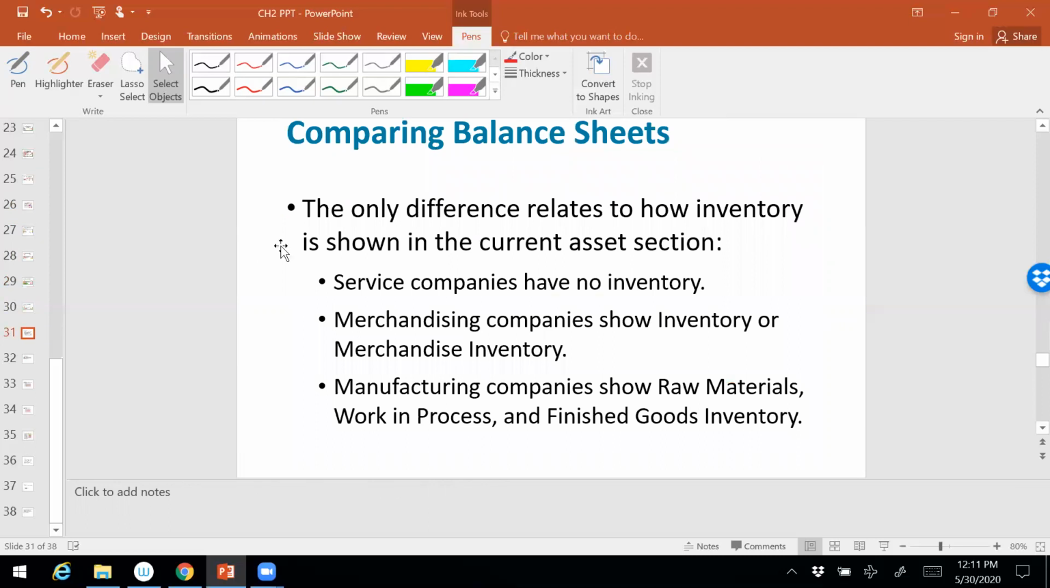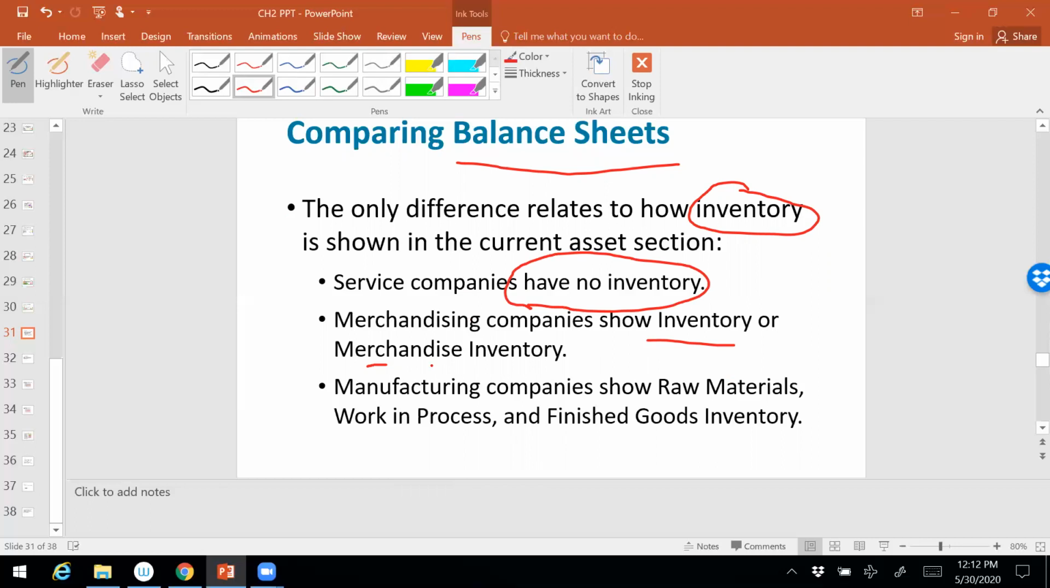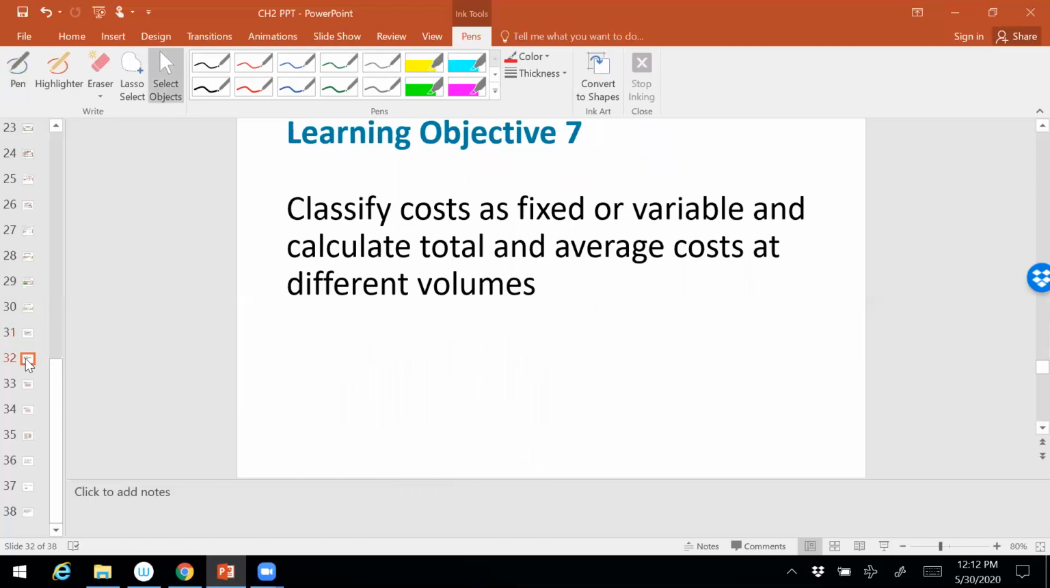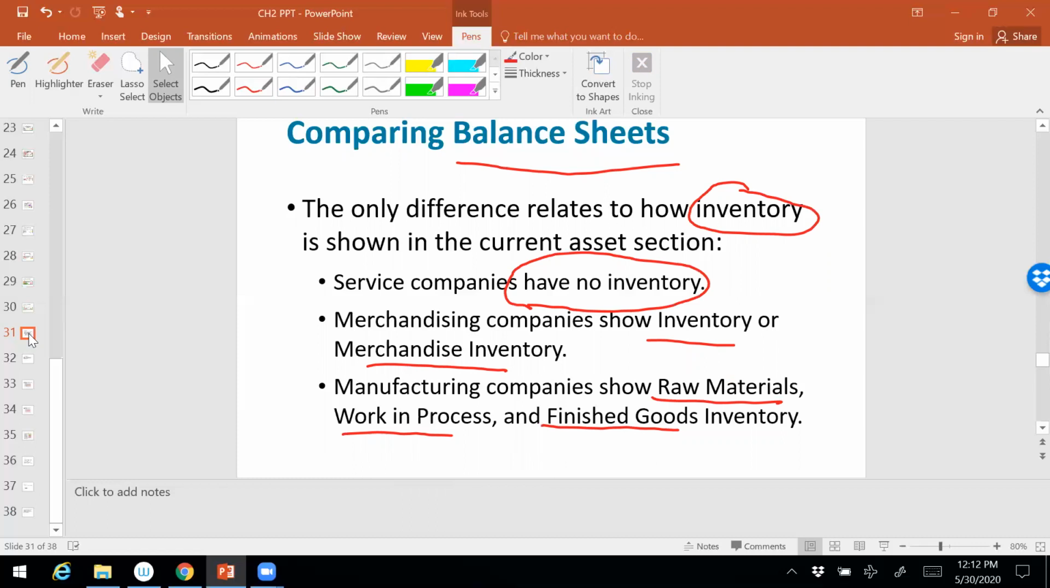Last thing I want to say is we don't just compare the income statement. We don't forget we also have the balance sheet, right? So we focus on how inventory is presented in the balance sheet. Service company, we said no inventory, right? Merchandising company has just merchandise inventory. And the manufacturing company has raw material, work in process, and finished goods inventory. So they have 3 types of inventory in their balance sheet. As I said, learning objective 6, we don't worry too much. We have one chapter, chapter 8, to talk about the relevant information.